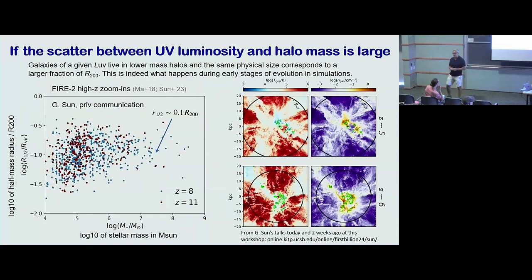So this is Jason Sun's simulation that he talked about earlier today, but he also gave a seminar at the workshop a couple of weeks ago, which you can find online and listen to at this link. After his talk, I asked Jason to give me the plot of the ratio of the virial radius to the half mass radius of stars in these high redshift galaxies in their simulation, the FIRE2 simulation. These are high redshift zoom-ins that were presented in Ma et al. and Sun et al. And lo and behold, when he sent me this plot, you can see that the ratio of the half-light radius and the virial radius is actually 10%, not 3%.